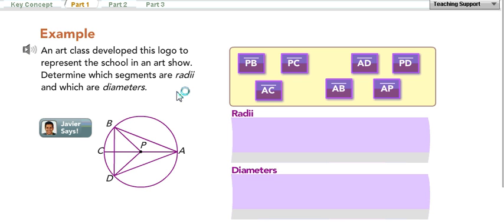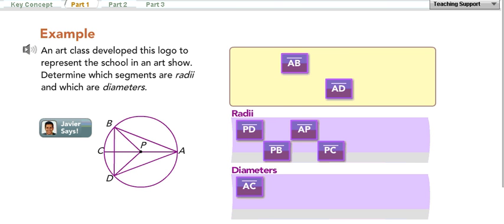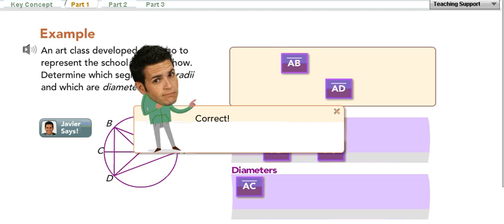So this is an art class and it's been asked to develop this logo, and they're trying to determine which are the radii and which are the diameters. So pause the video for a moment and see if you can group these into the correct places. Does yours match mine? Let's check to see if I've done this correctly. Yay, I did.